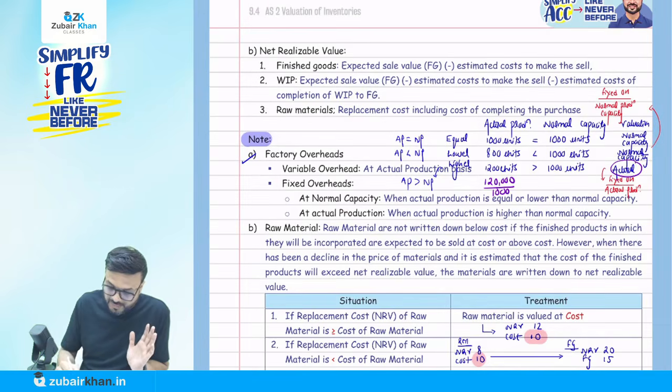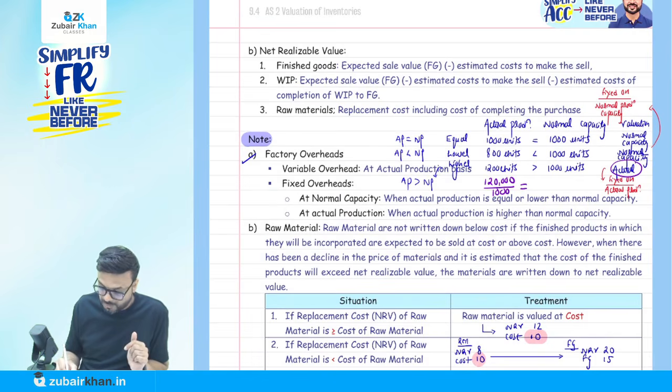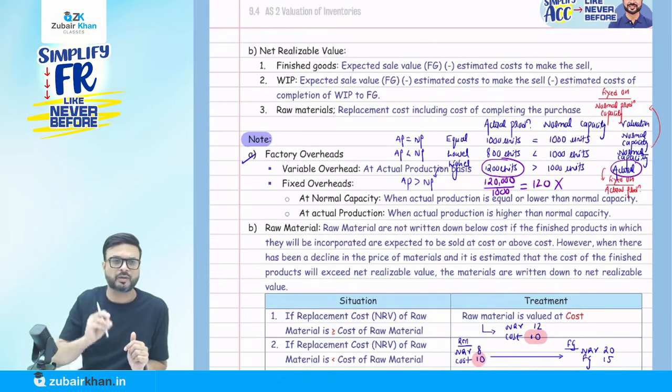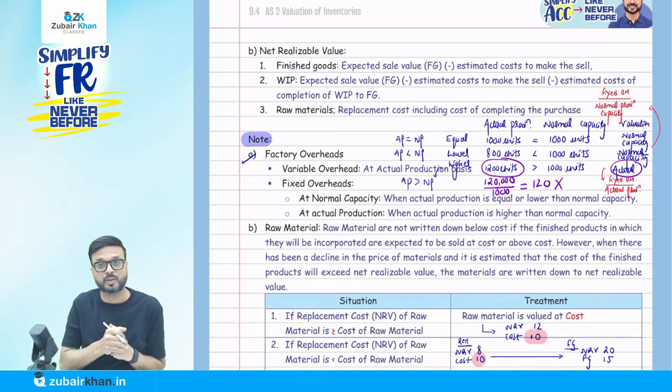Suppose I divide by 1000, how much will come as cost per unit? That will come to 120. Do you agree? Yes. Now in my closing stock, suppose I have done the production of 1200 and that 1200 is still in the stock. Assume, to make it simple for you, there is no sale. Still 1200 is in stock.